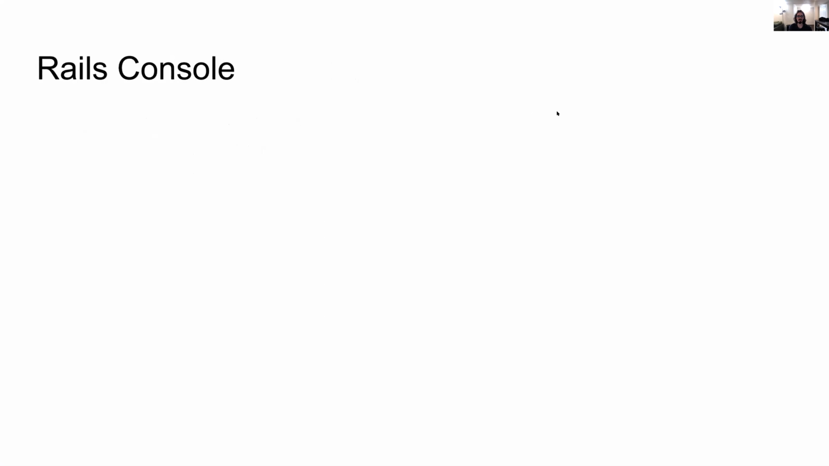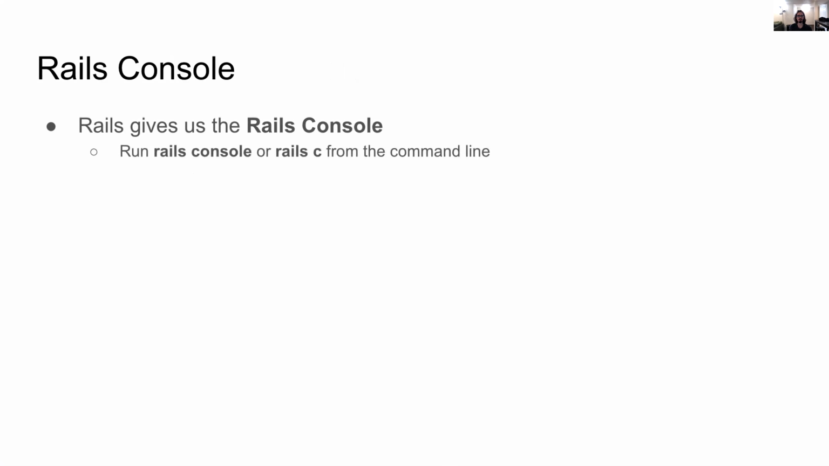Let's talk about the Rails console. Rails gives us by default access to the Rails console. You can access this by running rails console or rails c from the command line. A lot of things in Rails are abbreviated. Rails server, you can abbreviate with rails s. Rails console, you can abbreviate with rails c.